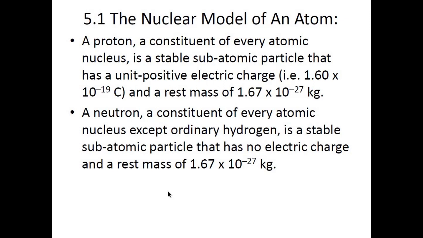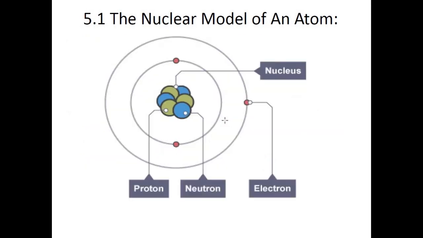is also a constituent of the atomic nucleus, except in case of hydrogen. It is also a stable subatomic particle that has absolutely no electric charge and has a mass of 1.6 times 10 to the power minus 27 kilograms. Its mass is same as that of a proton. The only difference is a proton has a positive charge, a neutron does not have a charge, and both of them combinedly make the nucleus of an atom.